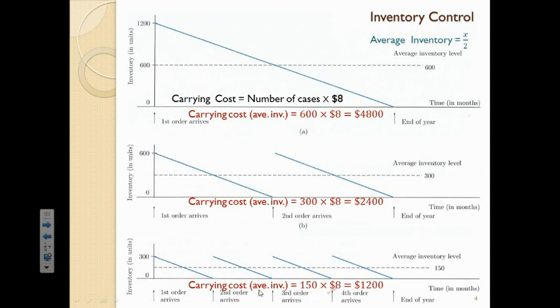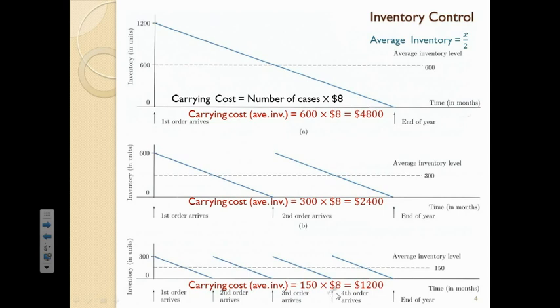But the carrying cost based on average inventory will be the average inventory of 150 times 8 to get 1,200. It's just a matter of coincidence that works out to be 1,200 books, or 1,200 cases of orange juice, as well as the carrying cost for average inventory.